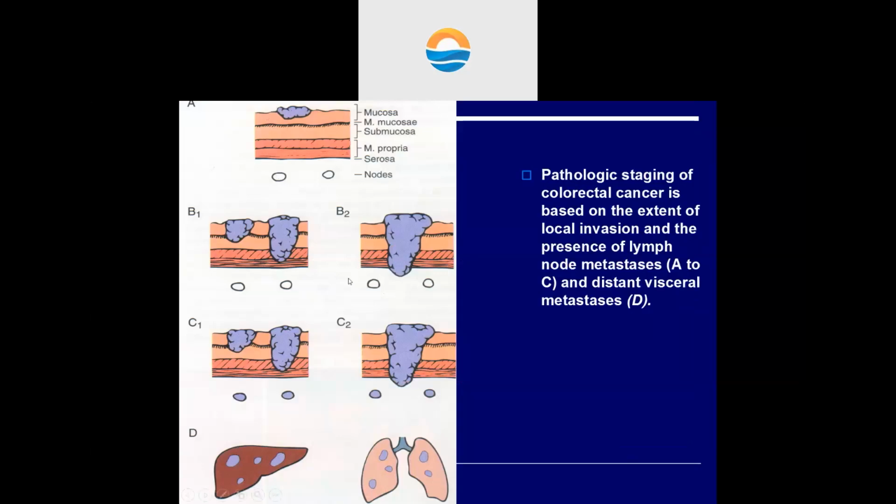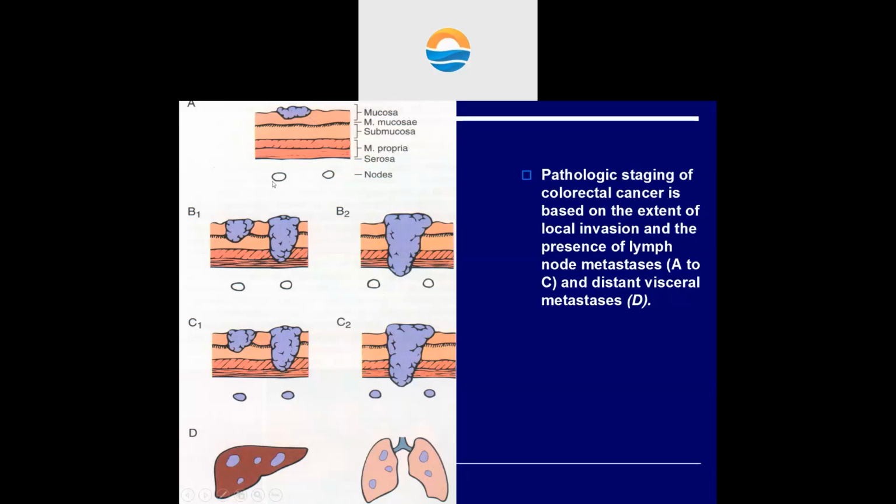So here you see the schematic presentation of various stages of the tumor. You see here the A stage, when the tumor grows only within the mucosa.